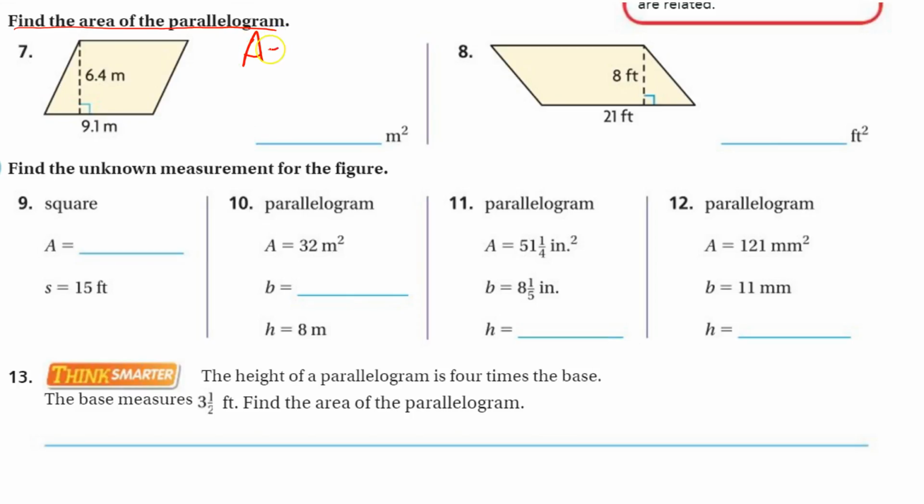Well, our formula is area equals base times height. They gave us the base, they gave us the height. So to find the area, we just need to multiply 9.1 times 6.4. So I'll let you do that math. Don't forget to move your decimal over twice because there's two numbers behind the decimal.